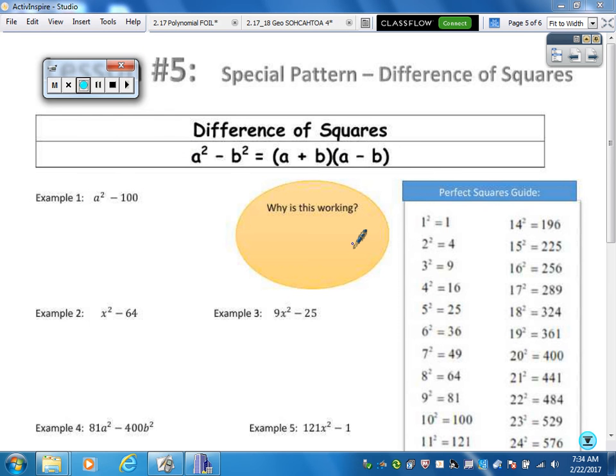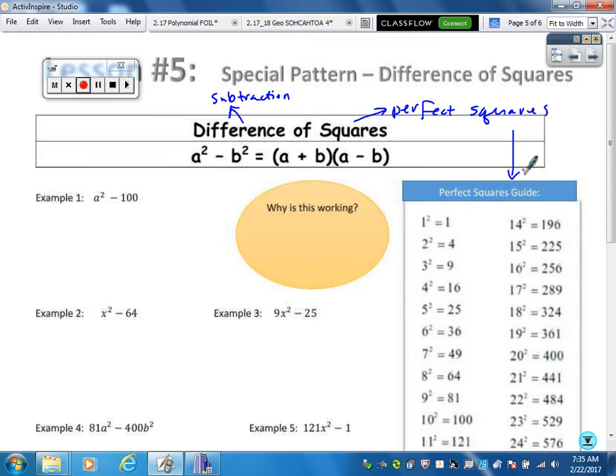Today we are learning about a special factoring pattern called difference of squares. Let's break that down real quick. Difference means subtraction. And squares, we are talking about your perfect squares. So I've left you a nice little chart down here to help refresh you of what those are.